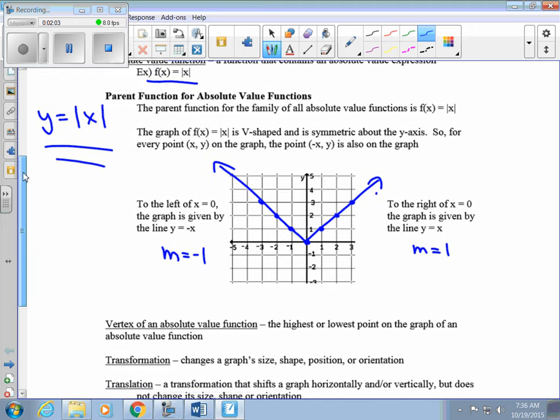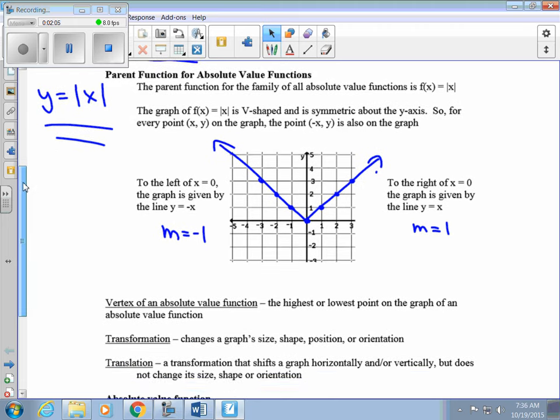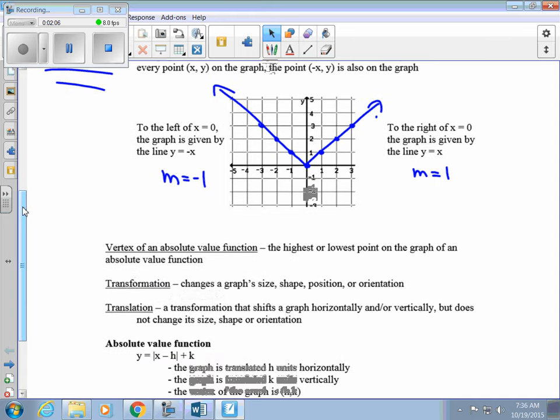So it's going to bring us to another definition, which is called the vertex. And the vertex of an absolute value function is the highest or lowest point on the graph of a function. So basically, it's the turning point. It's the point where it changes from going down to up or up to down. So if the V opens up, the vertex is going to be at the bottom. If the V opens down, then the vertex would be at the top.